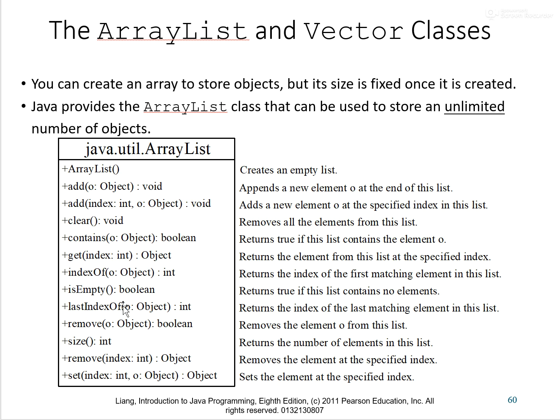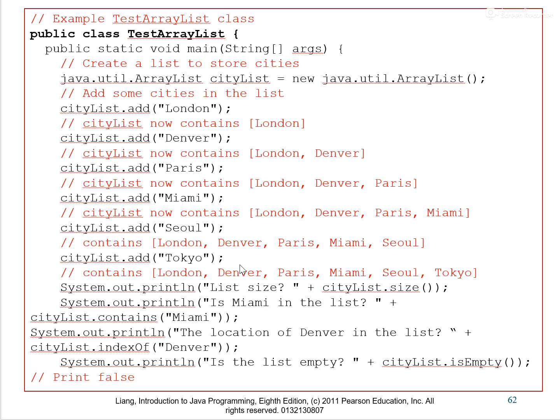LastIndexOf addresses that and gives you the location of the last occurrence of whatever object you give it here. IsEmpty is a method that tells you whether or not your list contains any elements. Size tells you how many elements you already have in the list. Remove is basically the reverse of the add method, and lets you remove an element from the location you give it in the argument. And set sets the element at a specific index, so you can change the object at a certain location.